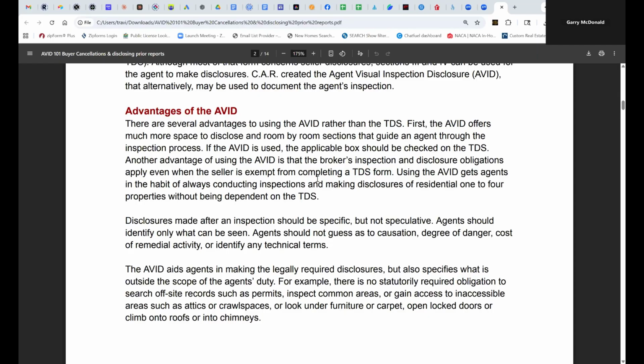Disclosures made after an inspection should be specific but not speculative. Agents should identify only what can be seen. Agents should not guess as to causation, degree of danger, cost of remedial activity, or identify any technical terms.